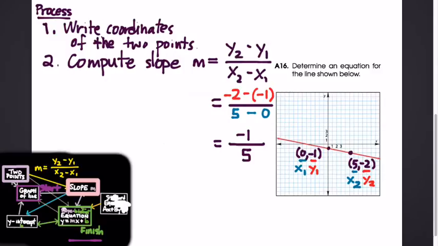Emma? Plug it into y equals mx plus b. Okay. So you plugged it in, it being the slope, into y equals mx plus b. And so where in that equation does this number go?